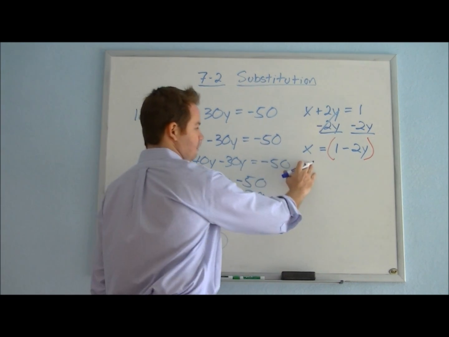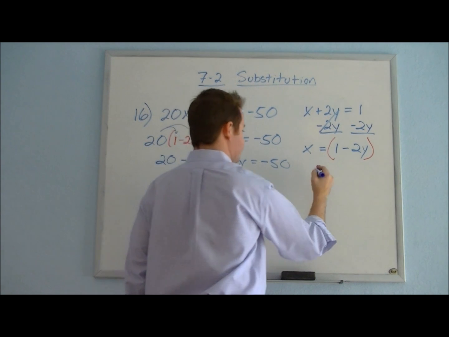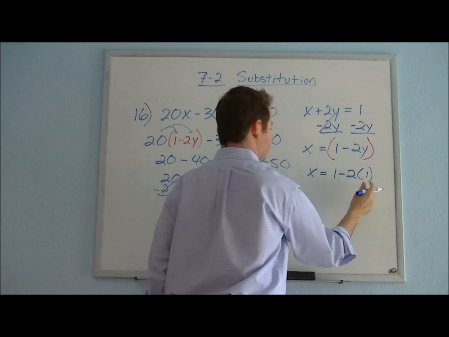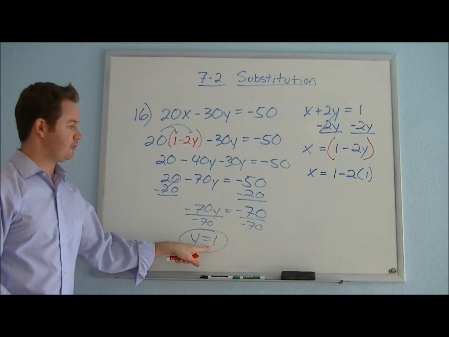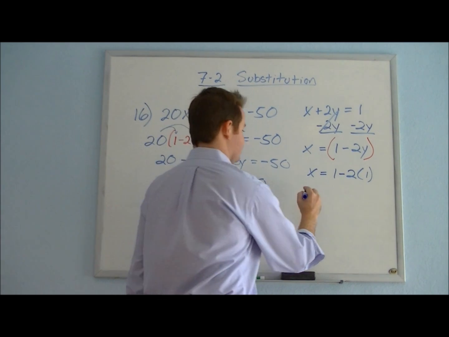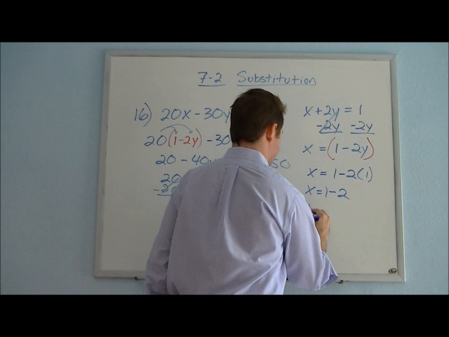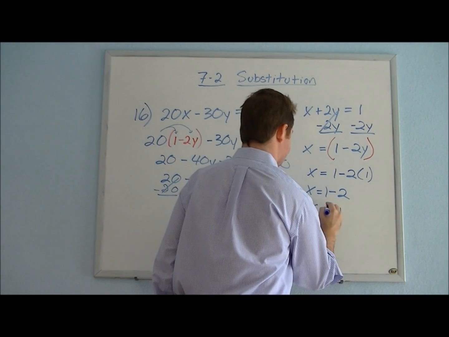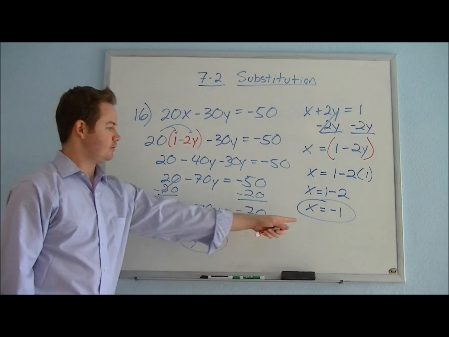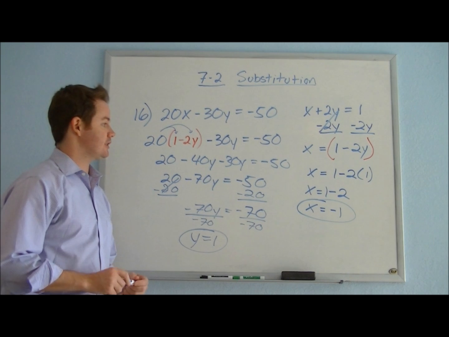So in this case, if we plug in 1 in place of y into this equation, we get x equals 1 minus 2 times 1. So instead of y, we're writing 1 since that's what value y is equal to. And when we go ahead and solve that out, we get 1 minus 2, which gives us x equals negative 1 for our answer there. So we have x equals negative 1 and y equals 1 as our answer to question 16.